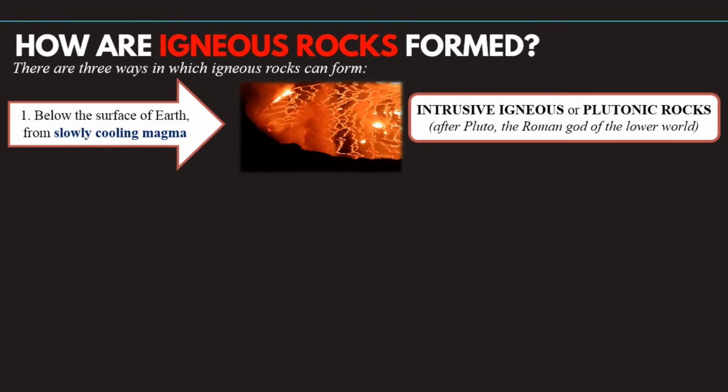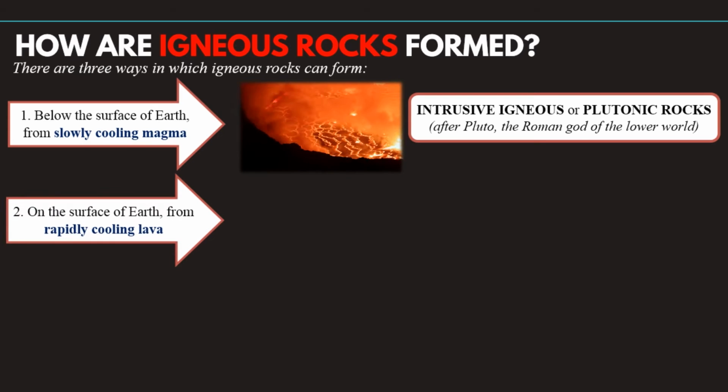As the name suggests, plutonic is derived from the word Pluto, which refers to the Roman god of the lower world. It is interesting to know that igneous intrusive rocks are the first type of rock that can be formed. That's why they are also known as the primary rocks. Second, we have the type of rocks that can be formed on the surface of Earth, which is from the rapidly cooling of lava.